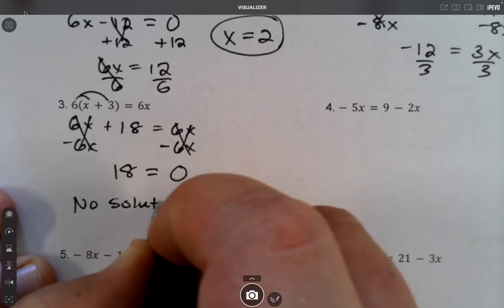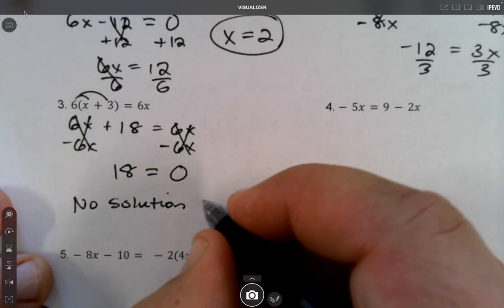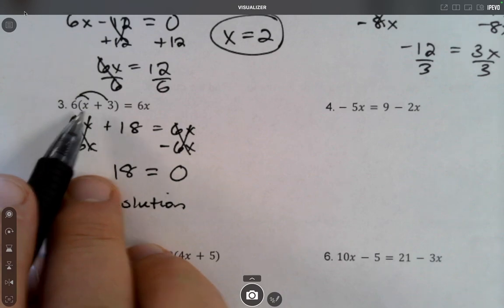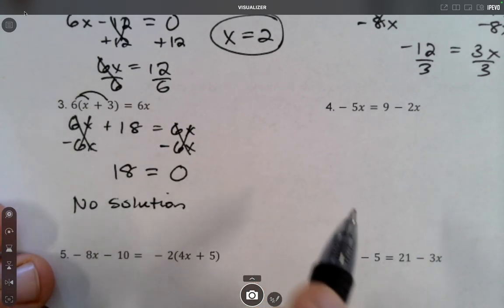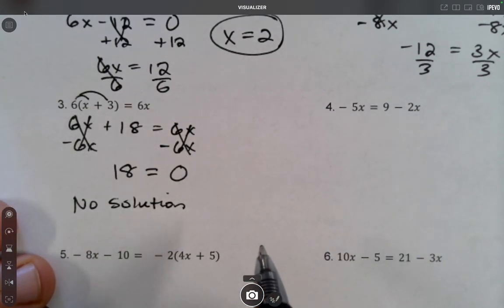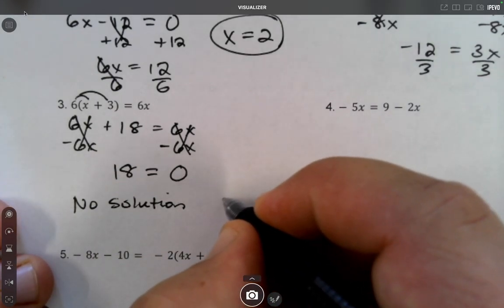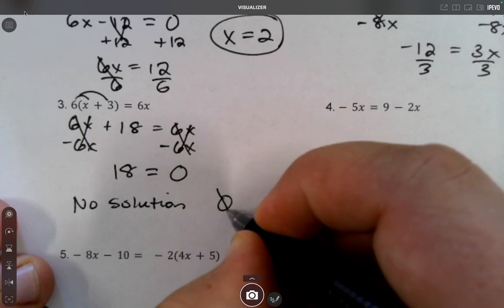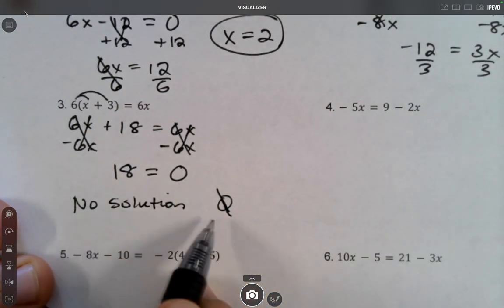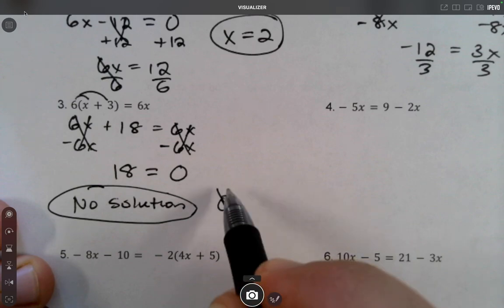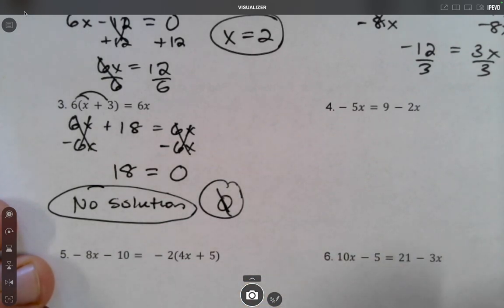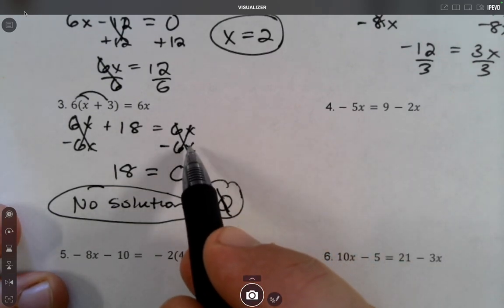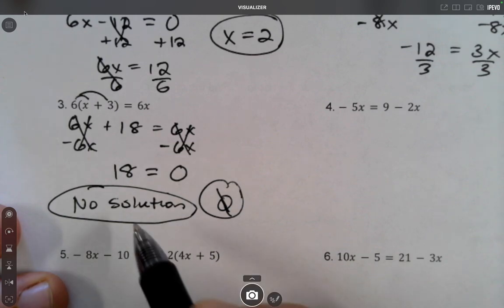There is no number you could imagine that would ever work when you plug it in for x. There's no way to make these two sides equal to each other. So there's no solution. Now, a short way you can write no solution is to write a 0 or a capital O, then put a diagonal line through it. So you don't have to put both of these. You can put either of these as your answer for a no solution. So when the variables disappear and you end up with a false statement, the answer is no solution.